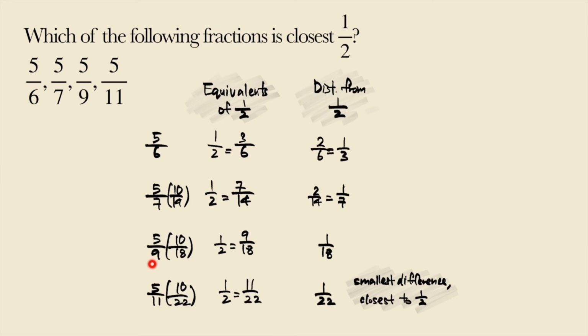Next, we're going to compare 5/9 to 1/2, so let's make the denominators the same. So we're really comparing 10 over 18 to 9 over 18. The difference is 1 over 18. Here we've got 10 over 22 compared to 11 over 22. The difference is 1 over 22. Okay, which one is closest? The one with the smallest difference. Okay, therefore the answer is 5 over 11.